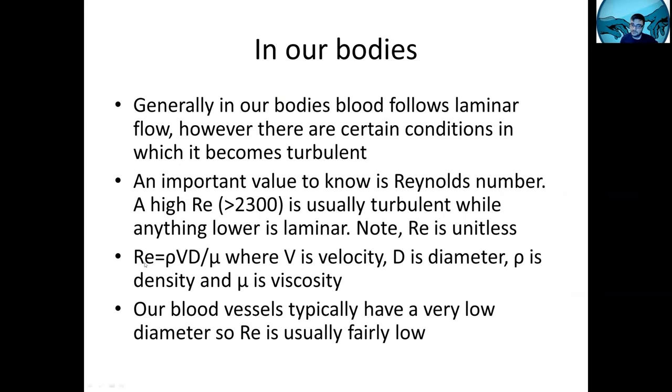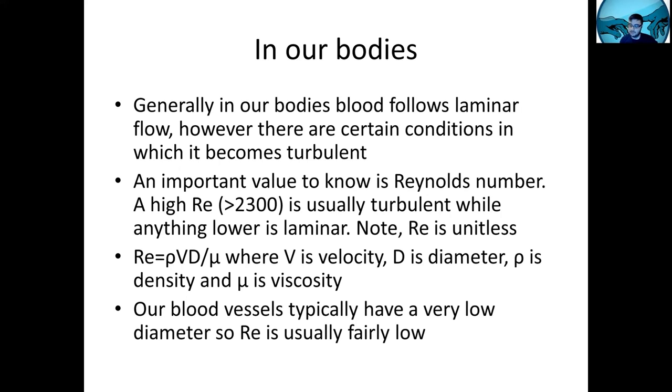And the equation for Reynolds number is Re equals rho V D over mu. V is velocity, D is diameter, rho is density. Don't get confused with the D's: one is density, the other is diameter. And mu is the viscosity of the liquid. Our blood vessels typically have a very low diameter, so the D is very low. And because of that the Reynolds number is also usually fairly low, and you get mostly laminar flow. In things like our aorta, which is thicker, you may get turbulent flow in that one area.